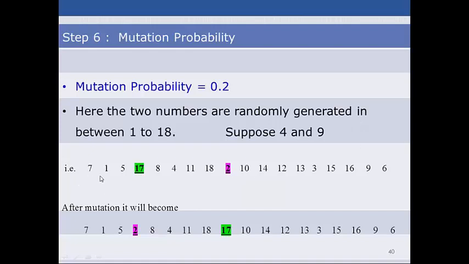See, this is one chromosome. In this chromosome, two numbers were generated randomly, suppose 4 and 9. So 4 is this and 9 is this. Mutation means these two numbers, 17 and 2, are swapped from their positions. Means 2 is coming to this position and 17 is coming to this position. So the chromosome's value is changed. In this way, again we could get some new chromosomes.